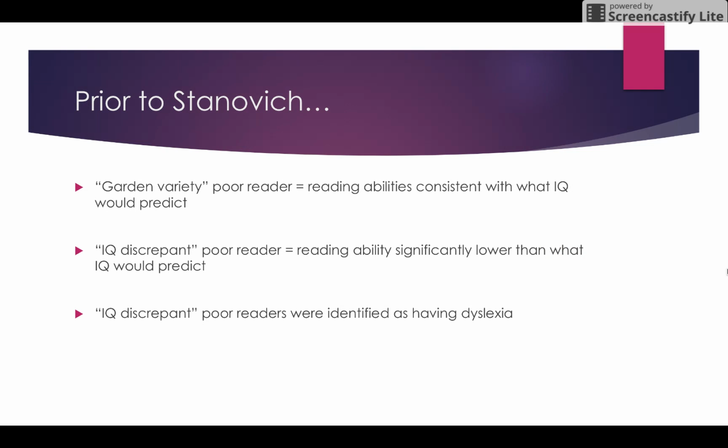In the 1980s, it was common to classify readers in 2 ways: the garden variety poor reader, whose reading abilities were consistent with what their IQ would predict, regardless of whether the IQ was high or low, and IQ discrepant poor readers, whose reading ability was significantly lower than what their IQ would predict. Typically, IQ discrepant poor readers were identified as having dyslexia. Take a moment and jot this information down on your note-taking sheet.